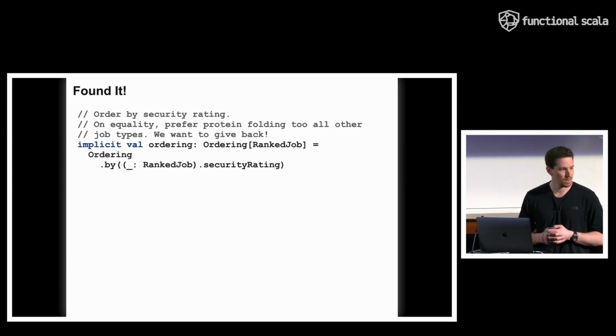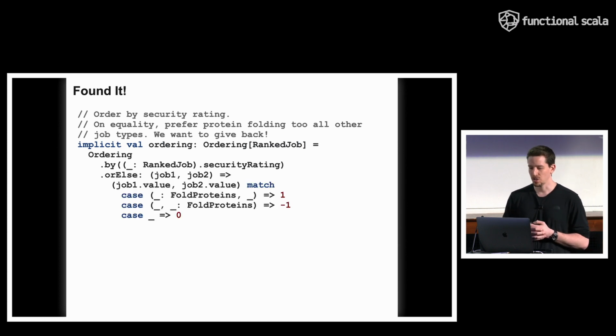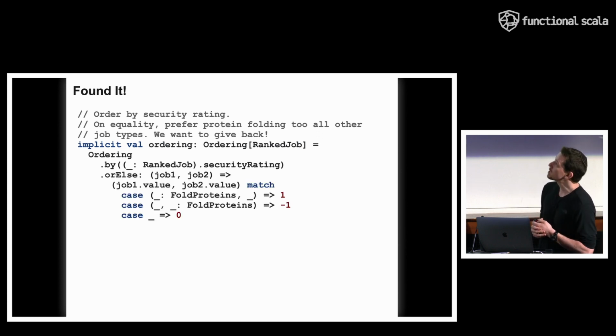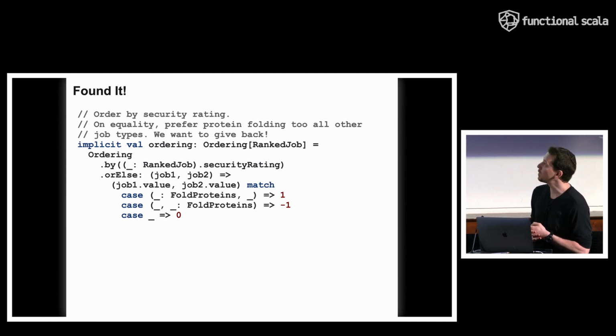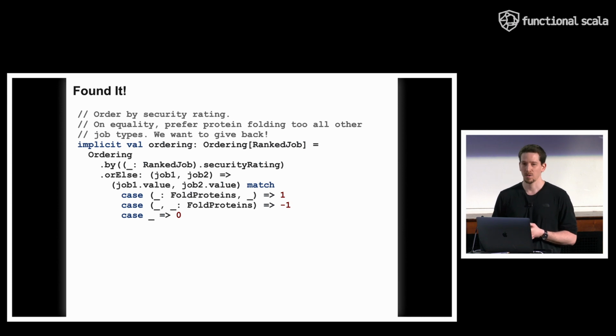So we start by ordering by security rating, and if that's equal, we look at the job type, and if the first one is protein folding, then that wins. If the second one is folding proteins, that wins as well. And can you see the bug? So if both jobs are fold proteins, then we get 1. But if you flip the arguments, you still get 1 because the first job is still fold proteins. And so we broke sign inversion, which required the result to be -1.